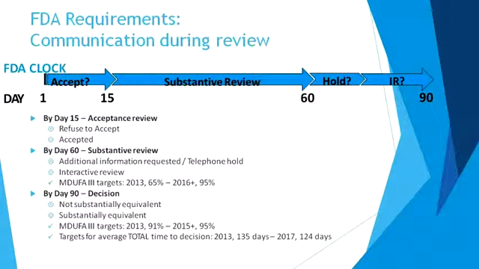So by day 60, they've done their substantive review. By this point, there are 2 decisions. Either they're going to have additional information requested, which they also call a telephone hold. They don't call you, it's usually an email. Or they have an interactive review. An interactive review has the smiley face next to it because it means that they believe they can get any questions they might have about your device or to demonstrate substantial equivalence, they can do that interactively.